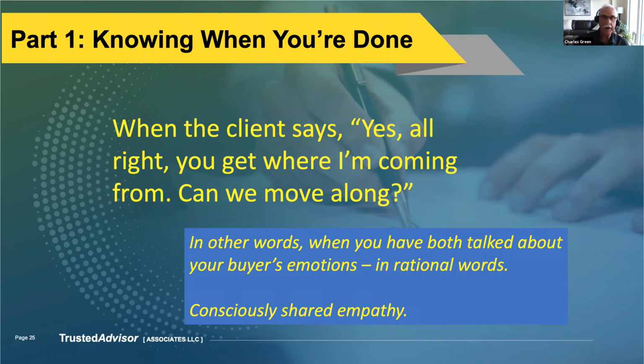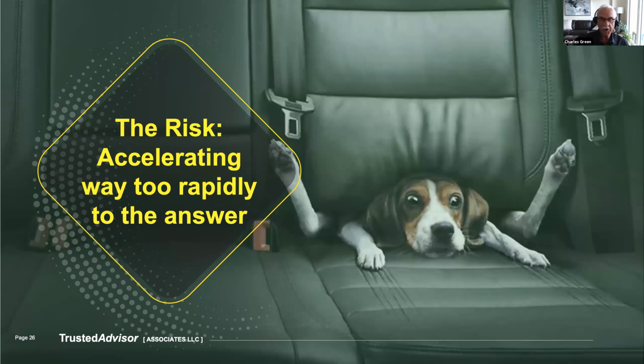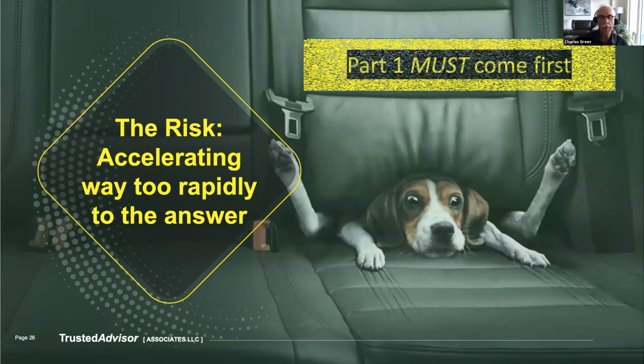Consciously shared empathy. Again, that's what we're looking for. Now, the risk in step one, which again, as I said, is the critical one, the only hard rule here: you've got to finish step one before going to two and three. And the risk that we all share as professionals is accelerating way too fast to the answer. We're in a hurry to get there. And remember, part one has to come first.